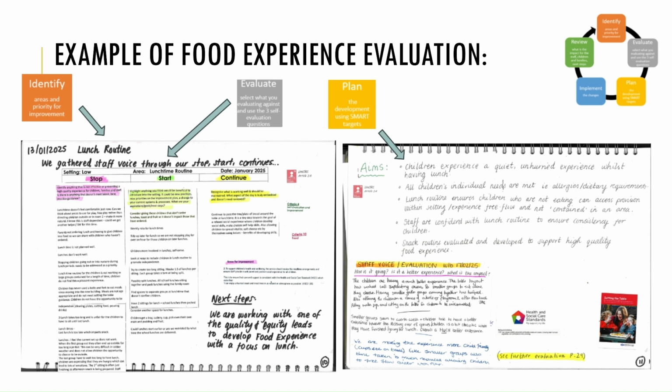On this page, we have another example of high-quality self-evaluation from a setting in East Lothian. This example shows what self-evaluation looks like in practice and not just in theory. You can see how they have used the self-evaluation process in practice. They've started off by identifying their area for improvement. When evaluating, you will notice that they have chosen not to use the 3 self-evaluation questions in this example. However, they have used a stop, start, continue method. From this, they have identified their plan and how they're going to carry this out.